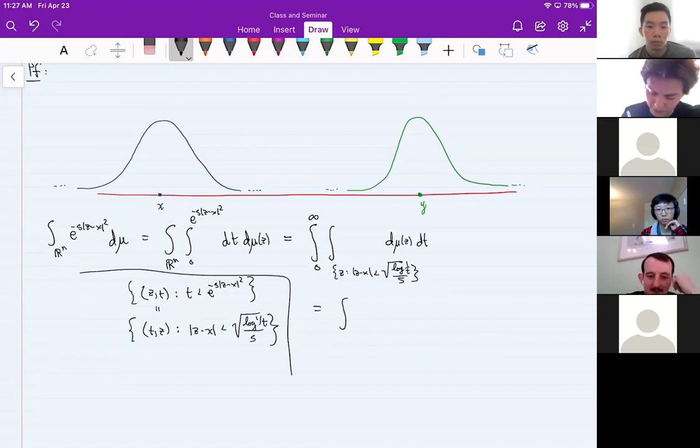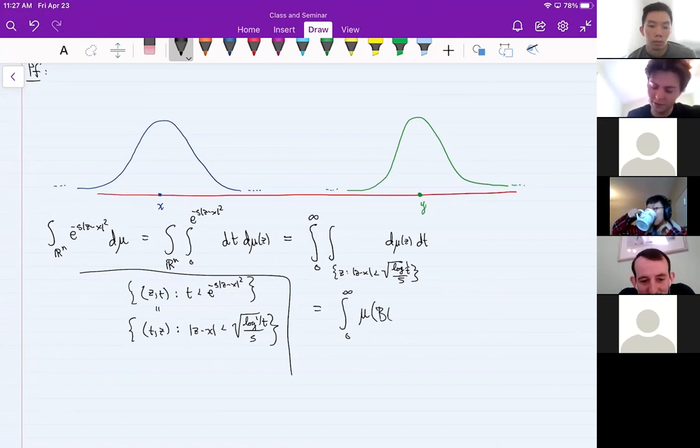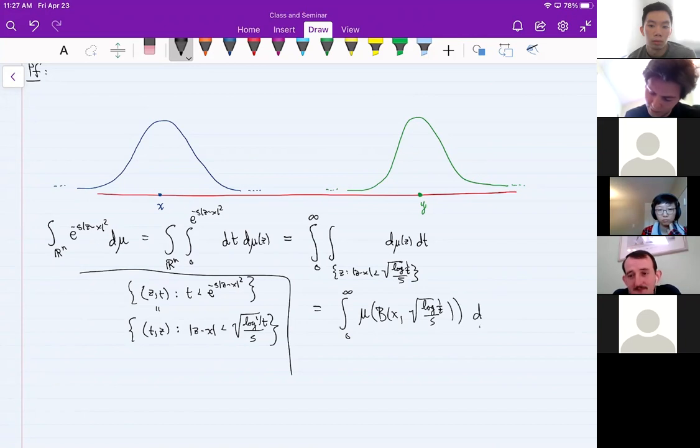Right, and so this guy is really the integral, and this set really is a ball, right? It's a ball around x, B(x, square root of log(1/t) over s), dt. But since my measure is uniformly distributed, I can write this in terms of the distribution function.